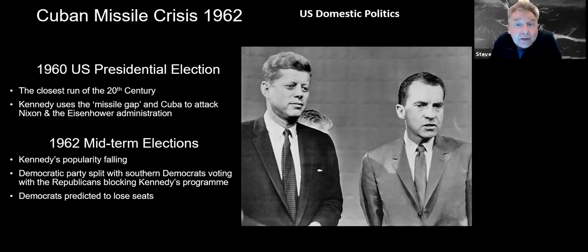And then two years later, there were the midterm elections. His popularity was falling, and he couldn't get any of his legislation through because the Southern Democrats, who were very conservative, voted with the Republicans, blocking any of Kennedy's programs, especially anything to do with race relations. And the Democrats were predicted to lose a lot of seats in the midterm elections.